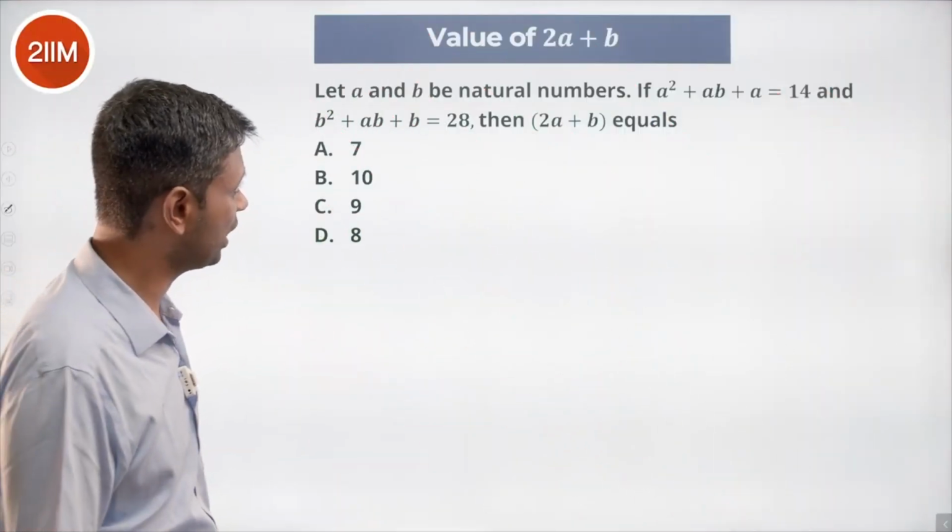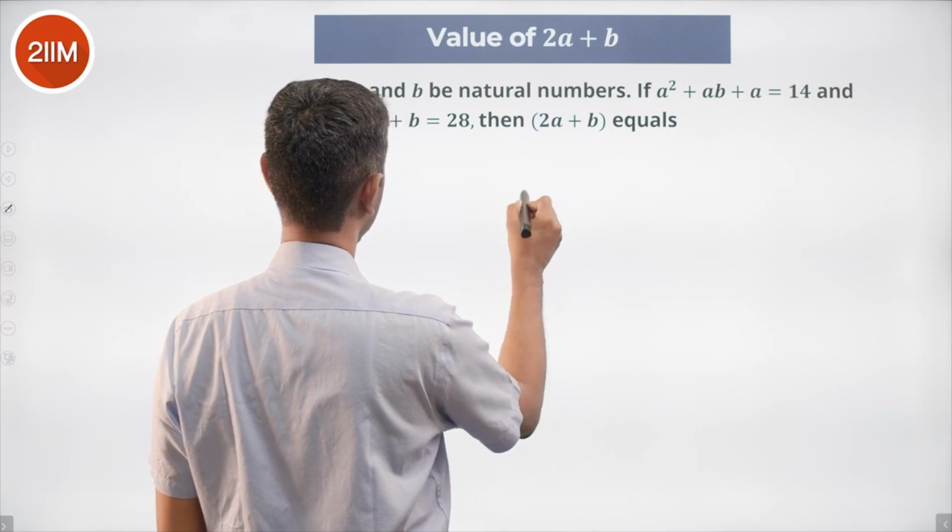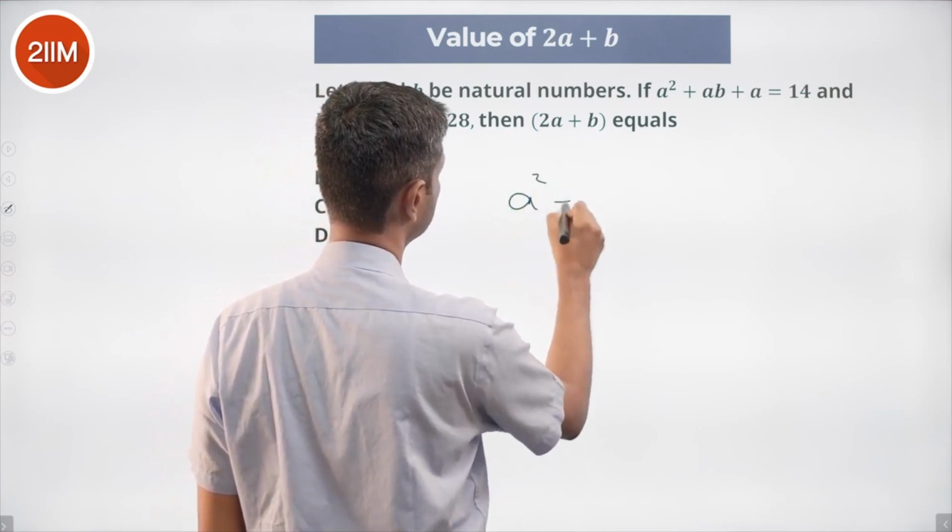A square plus ab plus a is 14, b square plus ab plus b is 15.